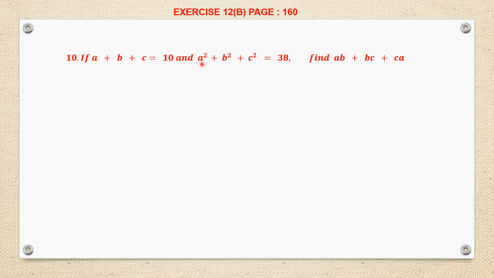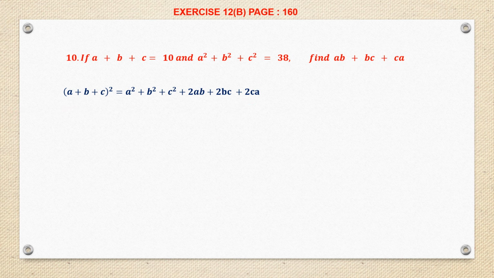So here we've been given this, and when we are asked to find this, we have to think of the formula which will include this also in it to help us find. And the formula we can use is this, where we can say a plus b plus c the whole square will give us a square plus b square plus c square plus 2 times ab plus bc plus ca. So we have ab plus bc and ca here. So to find this, we can apply this formula.